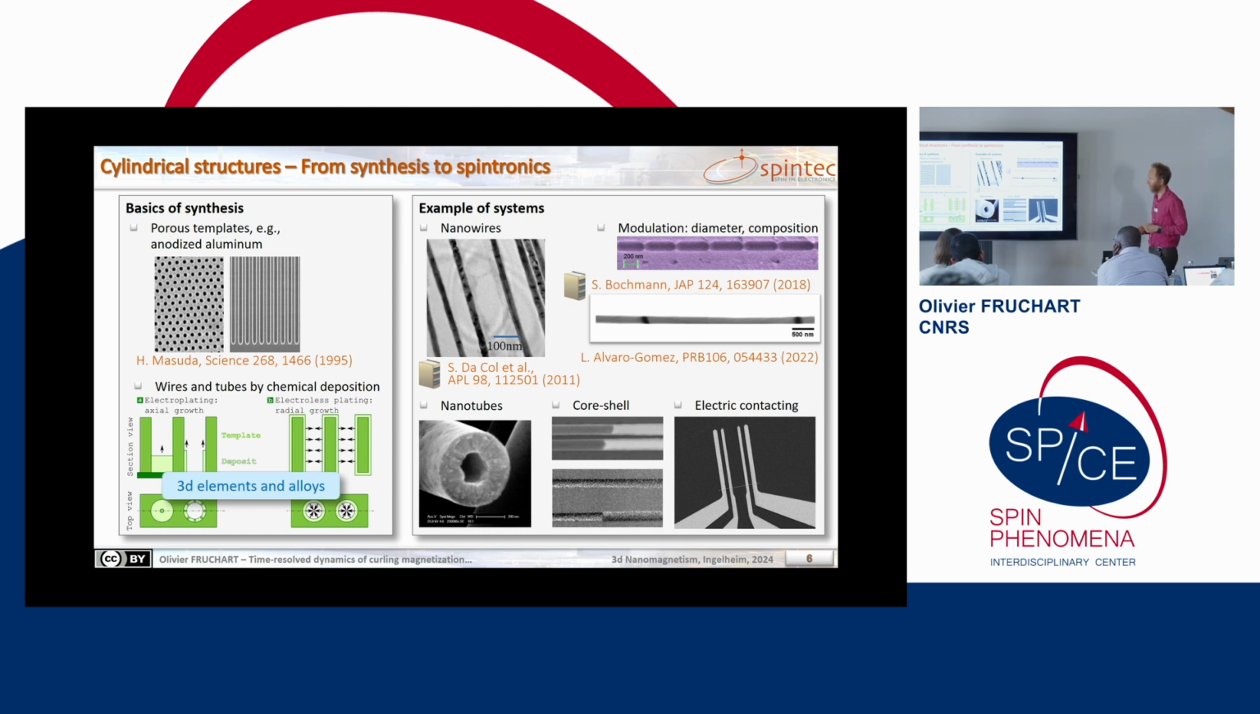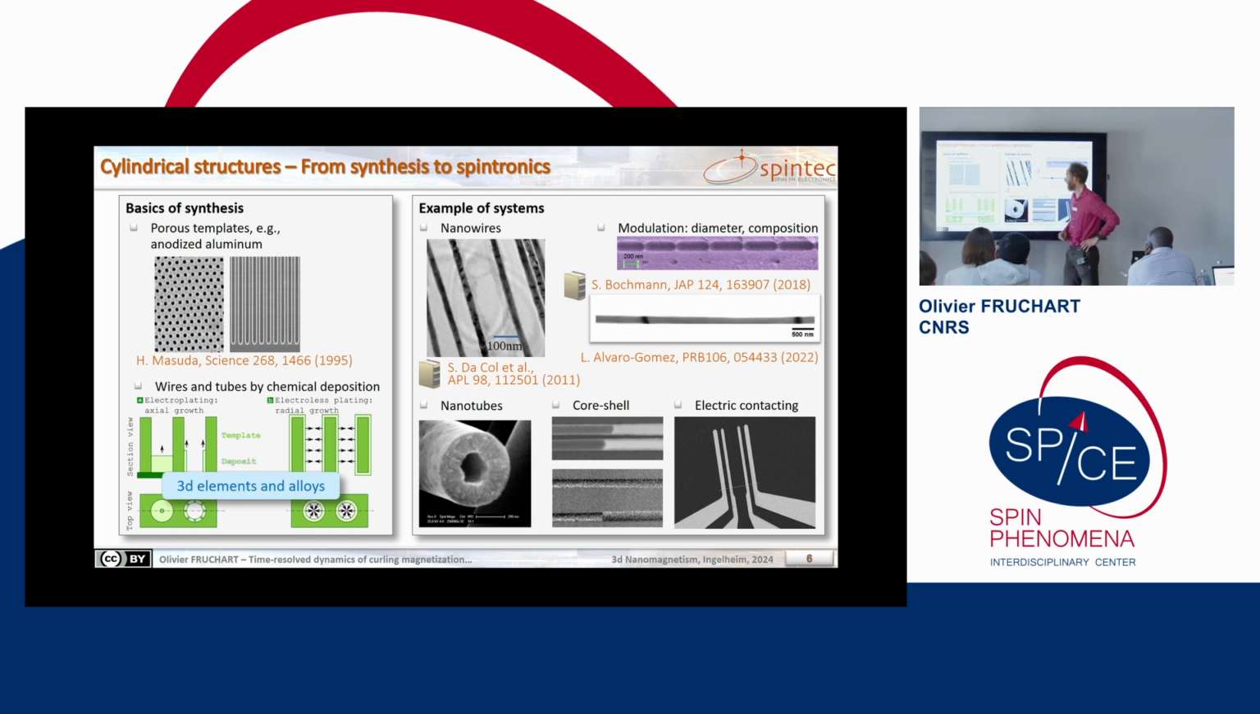So a short word about fabrication. Much has been introduced by Amalio this morning. In our case, we use porous templates in alumina. And out of the various techniques to fabricate wires, we will use electroplating. And of course, we free the wires from the template to be able to contact them electrically and image. And in a number of cases, you can introduce modulations such as diameter or material. And of course, more broadly, you can fabricate nanotubes or core shell.